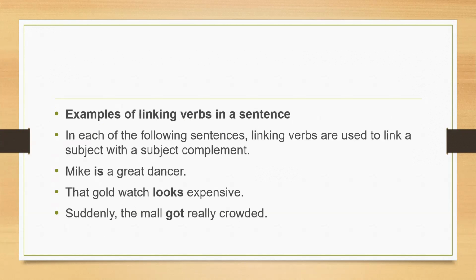In each of the following sentences, linking verbs are used to link a subject to the subject complement. Like "Mike is a great dancer." Is is the be verb. Is, am, are, all these can be used as linking verbs. "That gold watch looks expensive." So looks is also a linking verb. "Suddenly the mall got really crowded." All these are linking verbs. So these are connecting two phrases or two sentences.